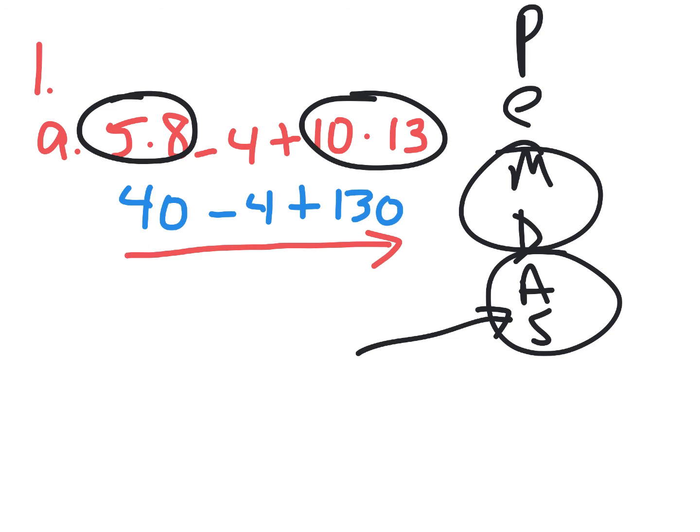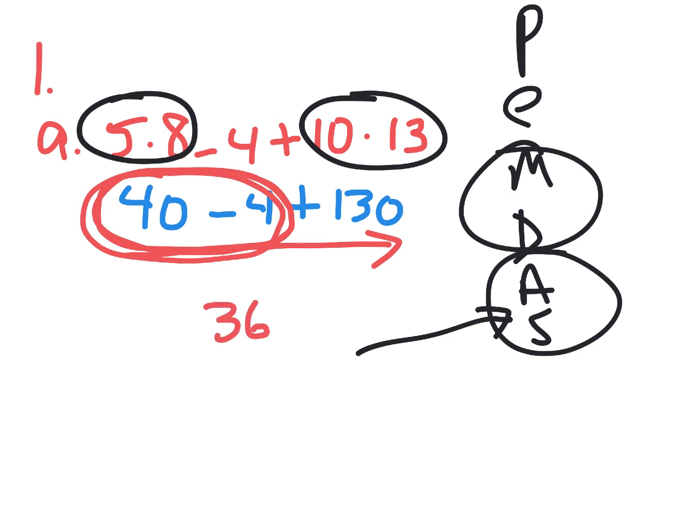So then, if they're tied, left to right, what's 40 minus 4? 36. So it's 36 plus 130. And now, thank heavens, it's down to a simple question. I can just do that in my head. 166.